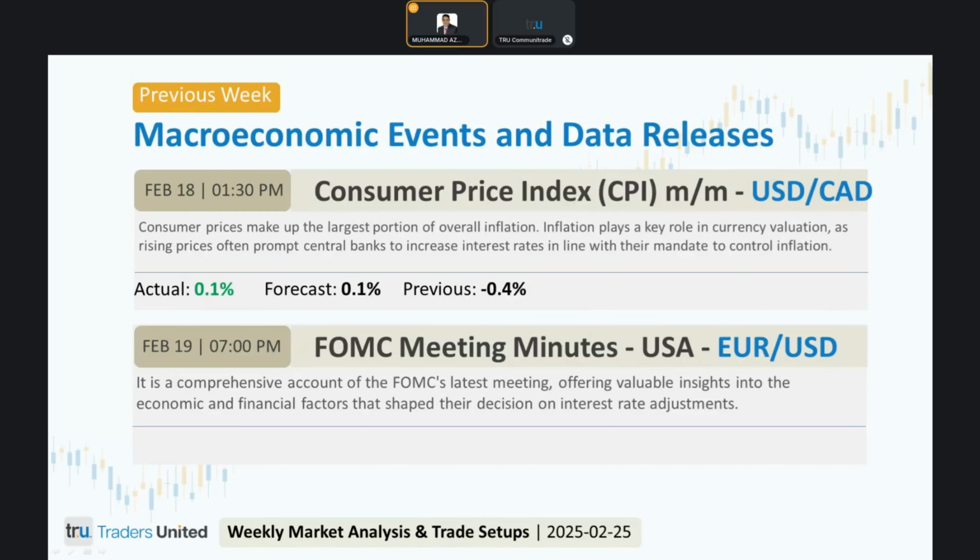That's what we got. So CPI being in line with expectations prevented Canadian dollar weakness, reassuring markets that inflation is stabilizing rather than falling further. This reduces immediate concerns about the Bank of Canada cutting interest rates aggressively, which is Canadian dollar positive.